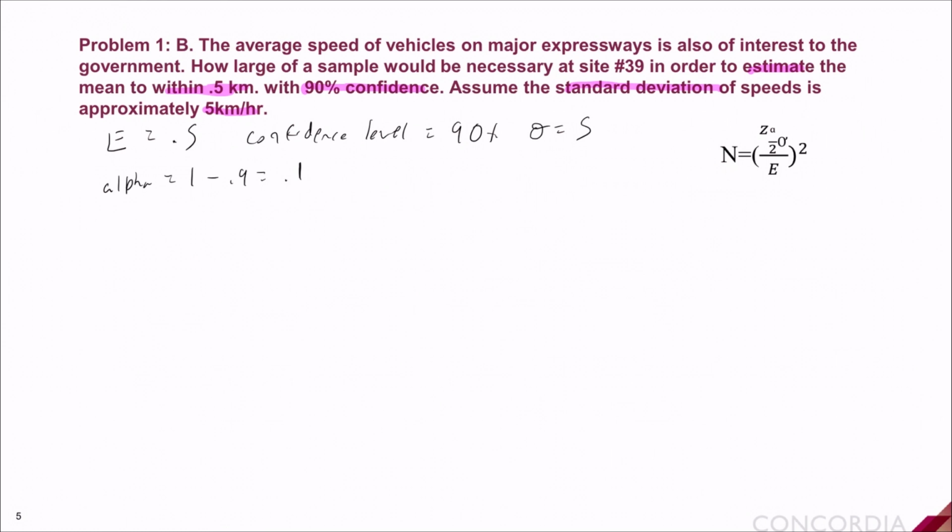For the formula, we need alpha over 2, so we're going to divide by 2 right away, making it 0.05. And then you'd have to go find on the z-score table a z-score equal to an alpha of 0.05 or 95%, and that'll give us a value of 1.645. And now that we have all the information needed, we can simply plug it into the formula.